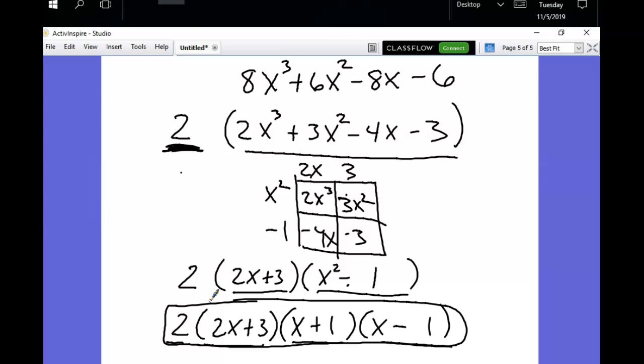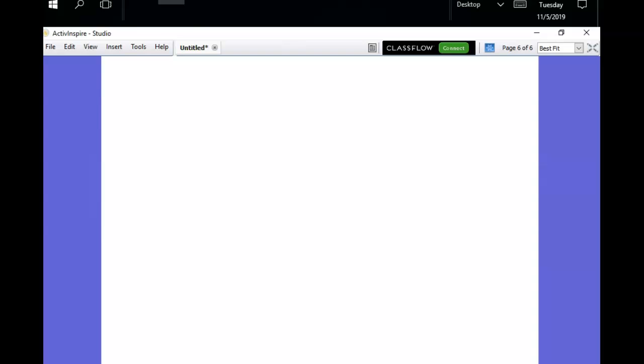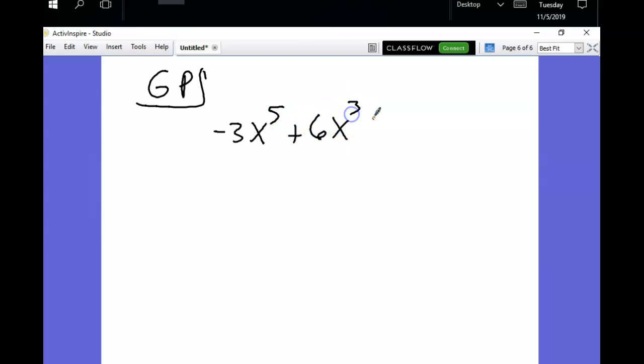All right. Now we're going to do a guided practice. That means you guys are going to do this with the work. So, here we go. Guided practice. Negative 3x to the fifth plus 6x cubed plus 24x.